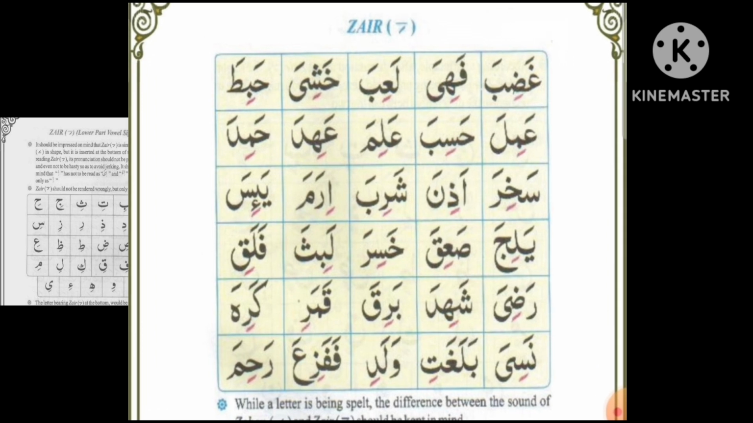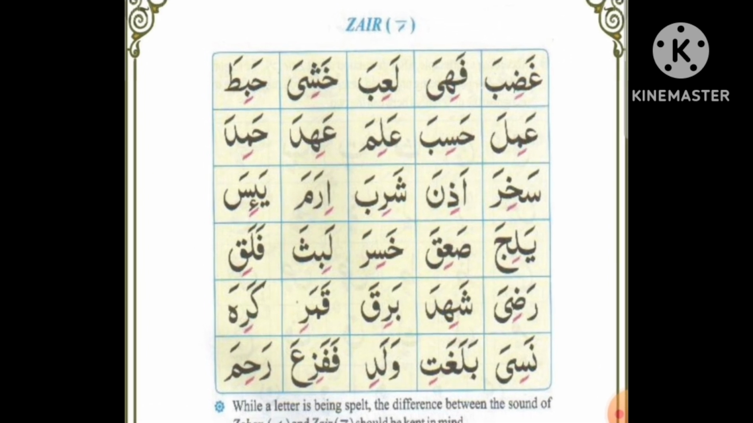Then look at the exercise of zair. In the exercise of zair, we have zabar also, zabar along with the zair. Ghain zabar gha, dad zair di, ghadi, ba zabar ba, ghadiba. You should not drag the letters. It is not ghadiba, ghadiba. The letters should be pronounced smoothly and fast.